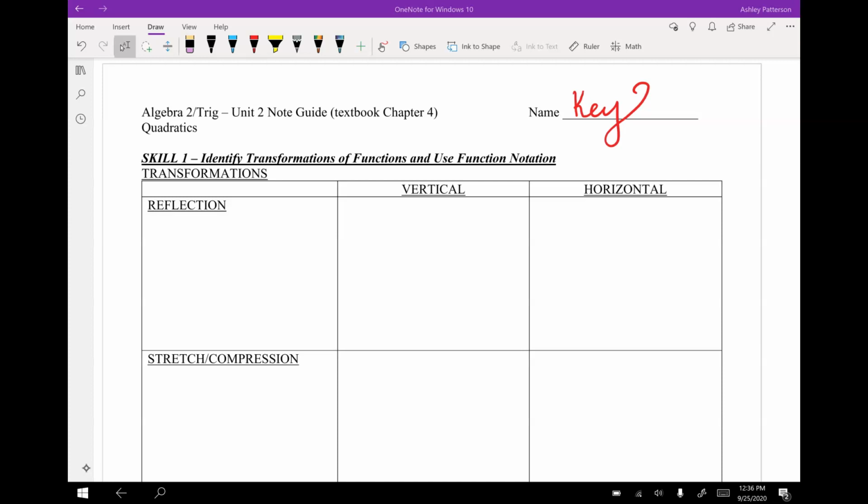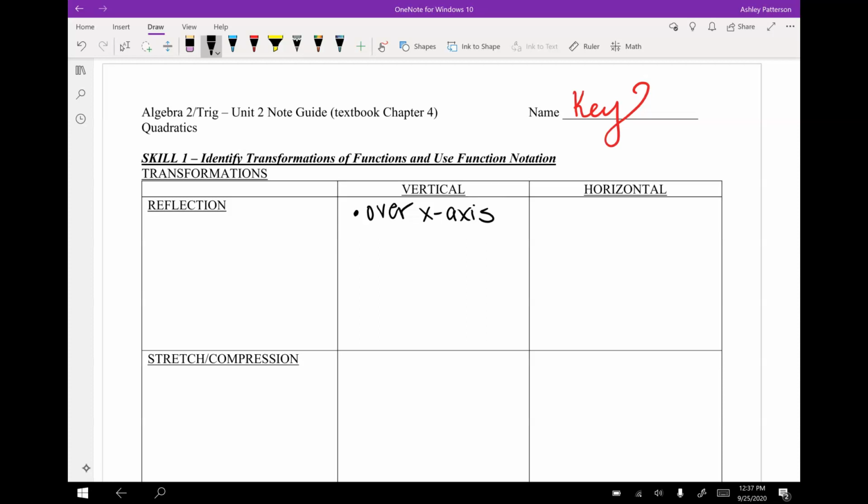Okay, the first is reflection. So you're either going to have a vertical or a horizontal reflection. And here's how we address it. If you are a vertical reflection, you are flipping over the x-axis. So ultimately, you're flipping upside down over the x-axis. We saw this with both absolute value functions and the greatest integer.